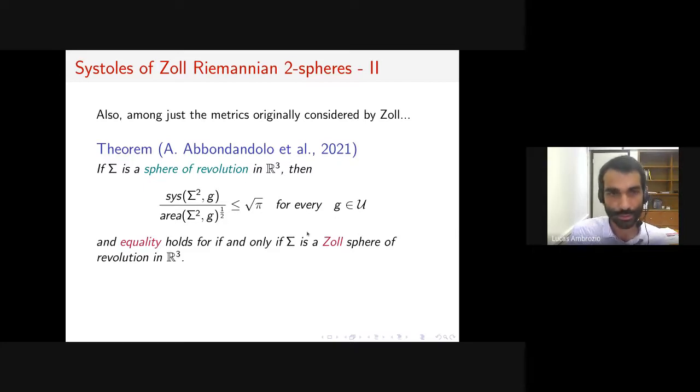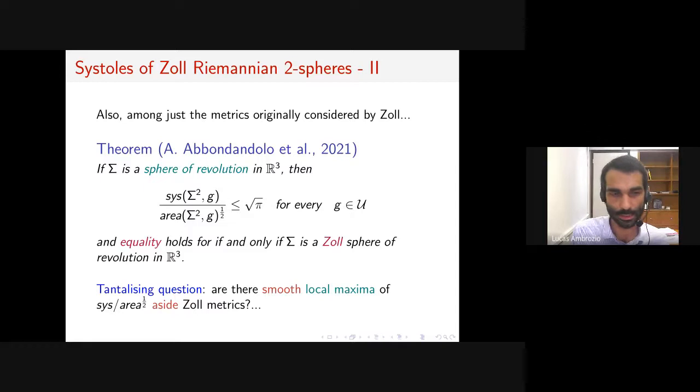Okay, so those two results of this group of people suggest a tantalizing question. Maybe the smooth local maxima of the system divided by square root of the area are exactly the zoll metrics. Okay, so they proved one direction of this question. The question is, well, maybe the opposite direction is true.